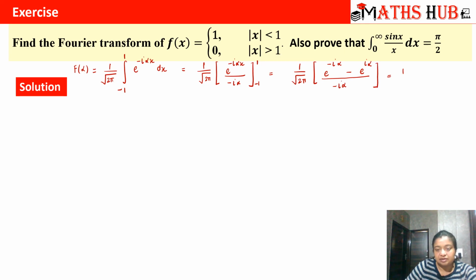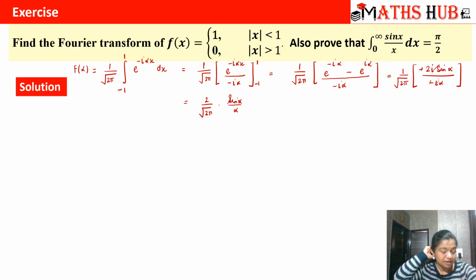So again, using the trigonometric relations, we can write this as minus 2 iota into sine of alpha divided by minus iota alpha, right? So you can see minus gets cancelled, iota gets cancelled, and finally we get 2 by under root 2 pi sine alpha by alpha, right? Okay, now after getting this, this is the Fourier transform.